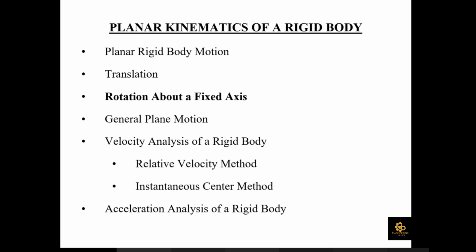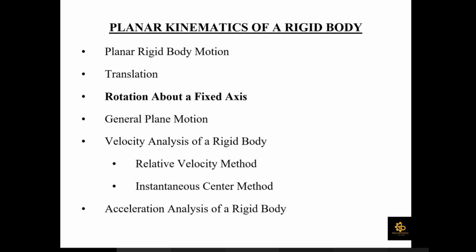Then we started developing some mathematics of translation first of all, and we saw that whenever a rigid body is in translatory motion, all the points on the rigid body are going to move with the same velocity and acceleration. So all the formulae of rectilinear motion of a particle which we studied in chapter number 12 at the start of this course are equally applicable on a rigid body which is in pure translatory motion.